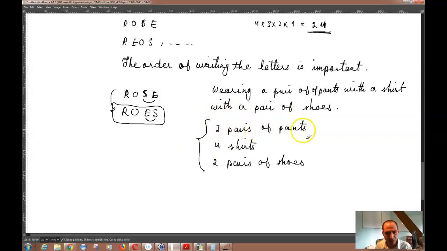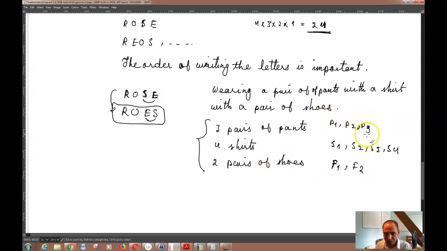So the 3 pairs of pants would be P1, P2, and P3. The 4 shirts would be S1, S2, S3, and S4. The 2 pairs of shoes, I denote these with F for footwear, F1 and F2, right?